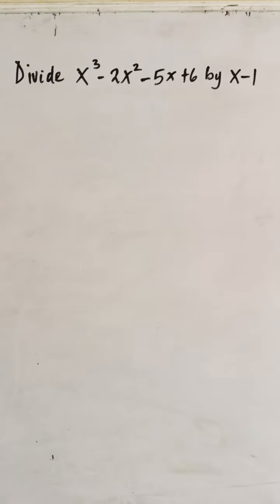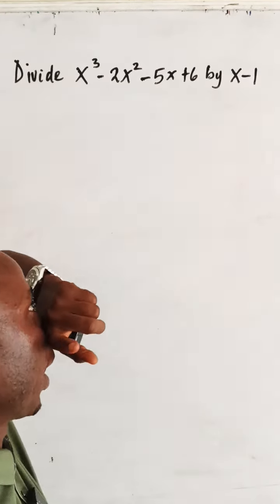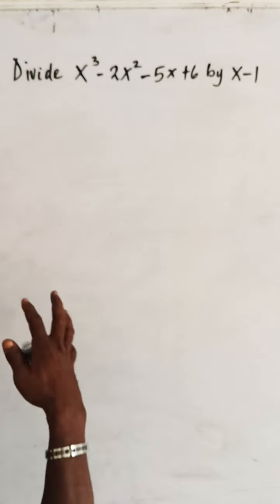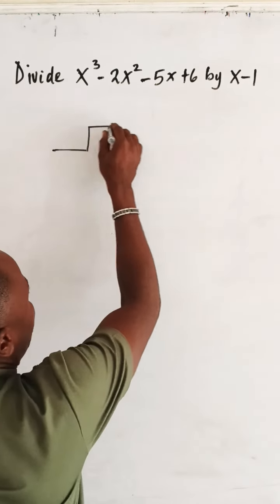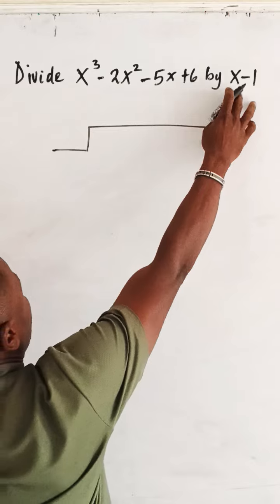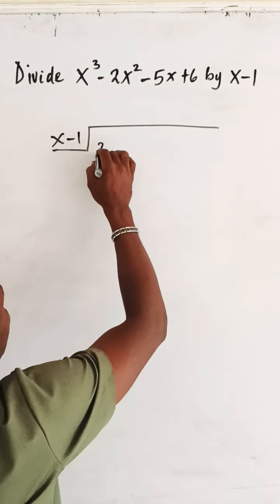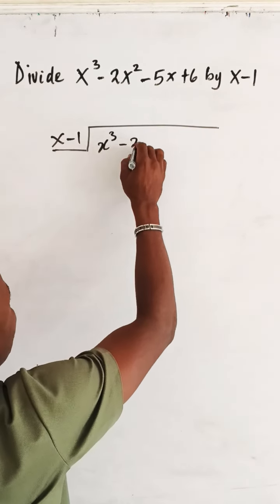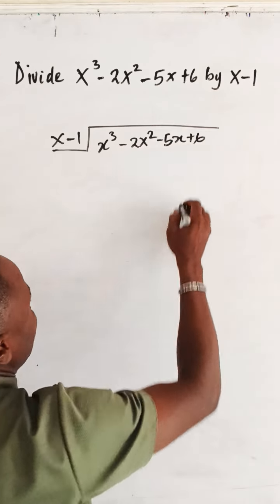Okay, let's see how we can solve this. We have this polynomial and we are asked to divide it by x minus 1. Basically, we are going to make use of long division. This is a long division approach. We have our divisor, which is x minus 1 here, and then the dividend, which is x raised to the power 3 minus 2x squared minus 5x plus 6 here.